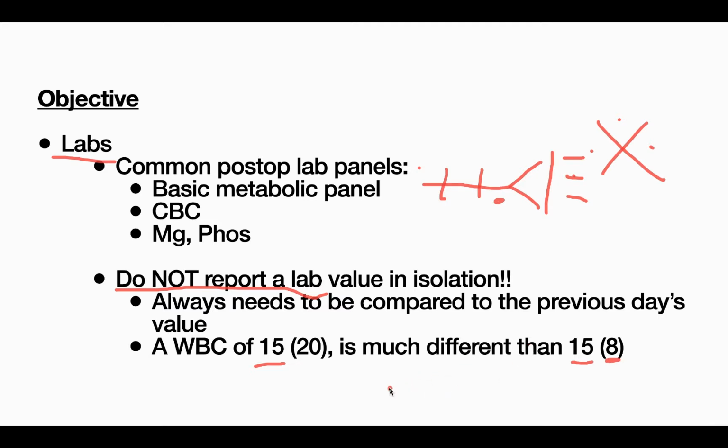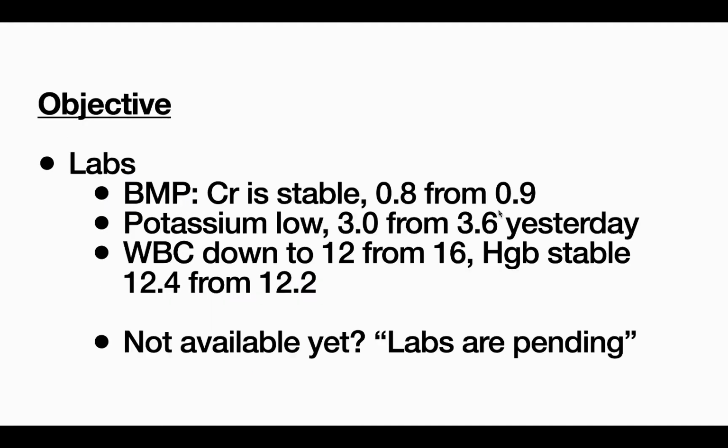Obviously, hemoglobin's another big one. If the previous day's was 12 and now it's down to 9, that is a very big deal, even though 9 is technically not below our transfusion threshold, that is a big drop. Whereas if it was already 9 post-op and now it's 8.5, that would not be much of a cause for concern. So any key lab value that you're reporting, make sure you know the previous day's value. Creatinine is another big one for that too, for example.